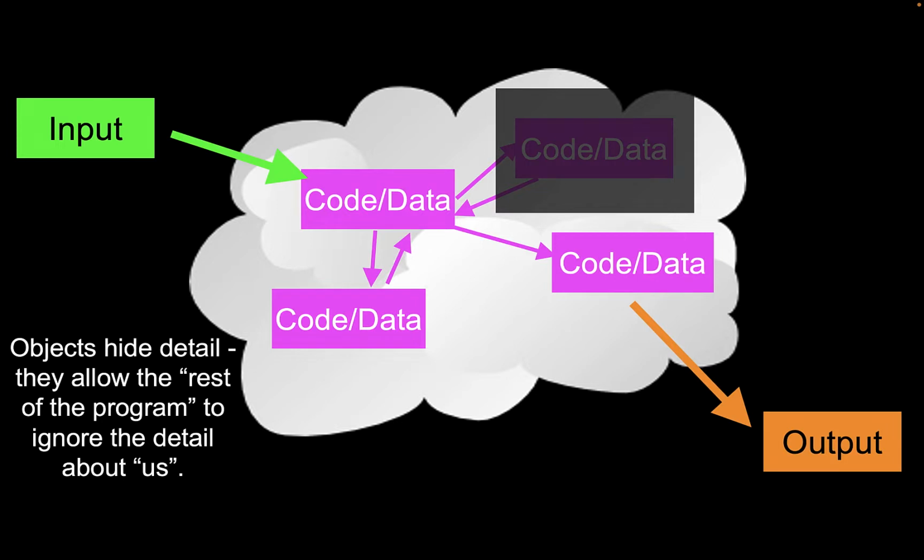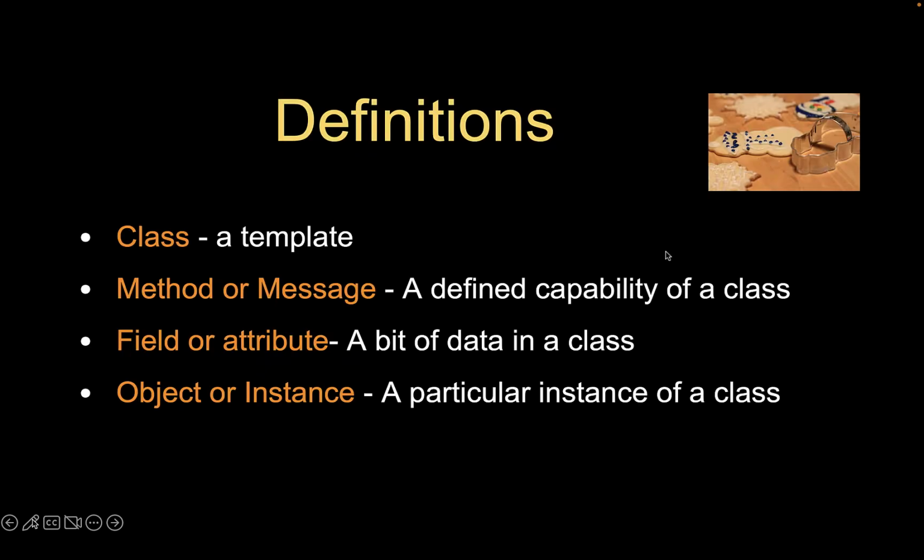So this architecture allows the rest of the program to ignore the detail about a particular object.